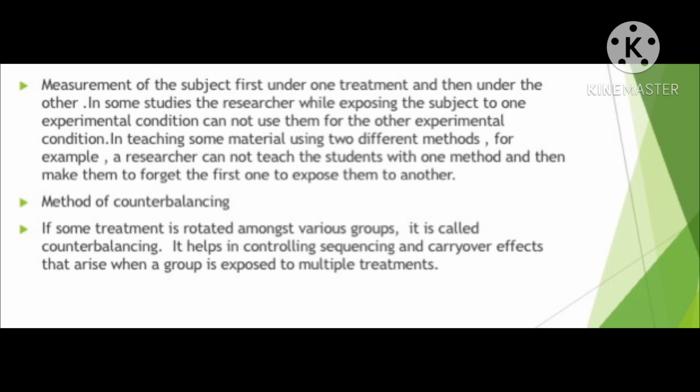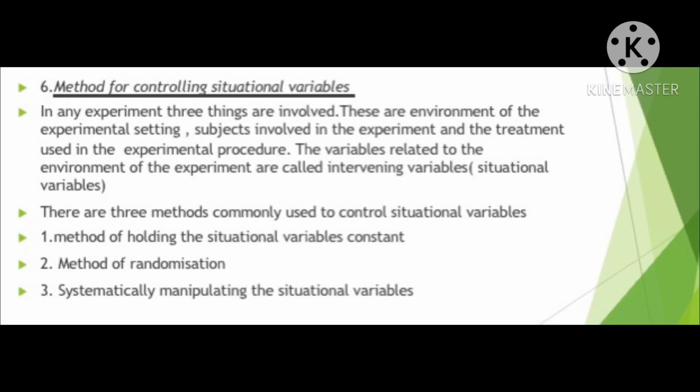For example, in the same topic we are teaching using two teaching methods. Maybe the child may get some experience due to the first treatment that will affect the second treatment. So we cannot exactly measure the effect of each treatment separately. These are different methods of control.